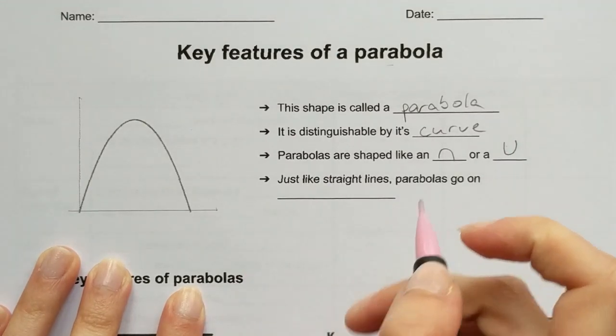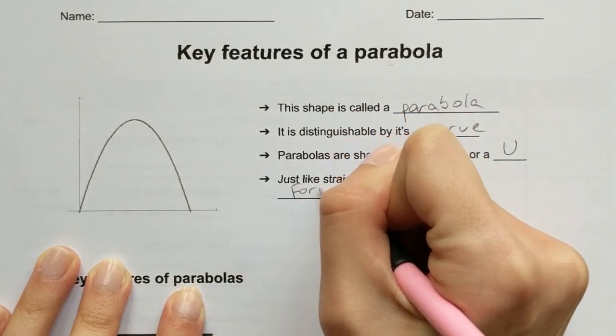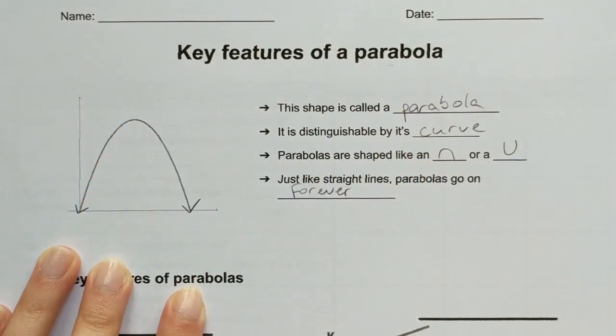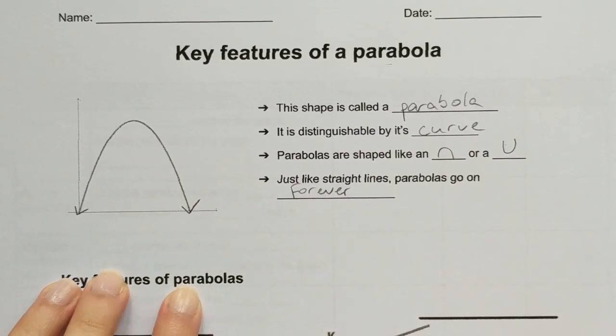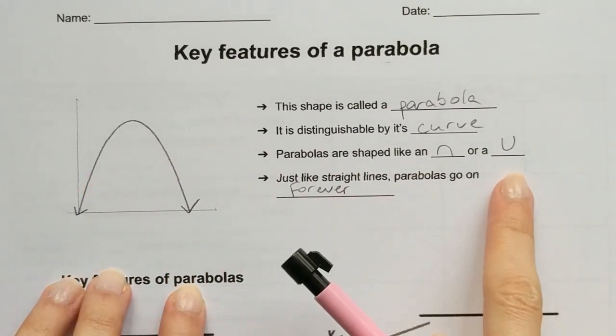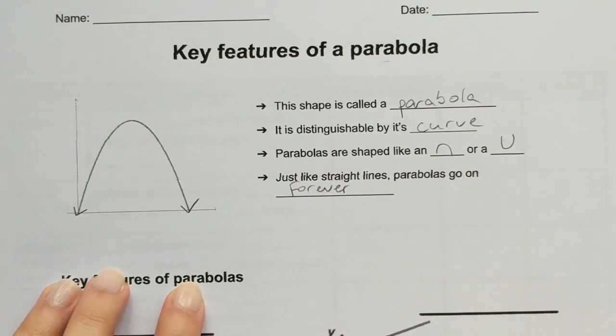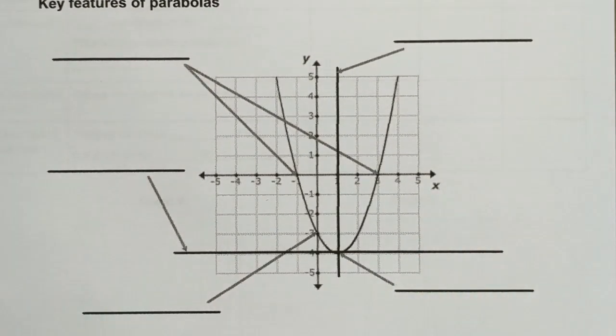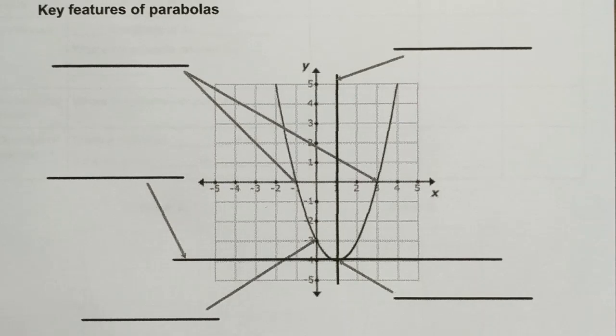And just like straight lines, parabolas go on forever. They go on and on. In this case, this parabola goes down forever and ever, but if it were shaped like a U, it would just go up and up and up forever and ever. Parabolas have lots of different key features that we are going to be looking at.